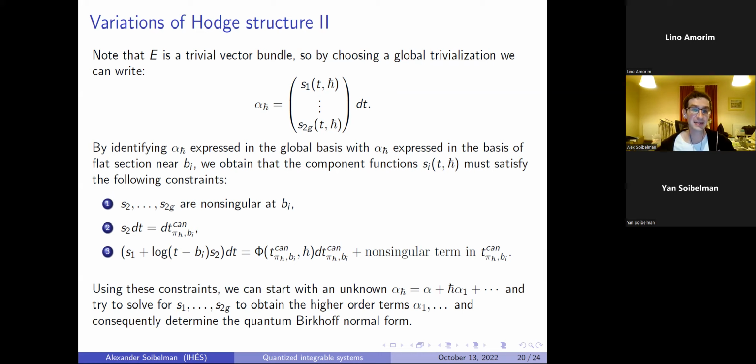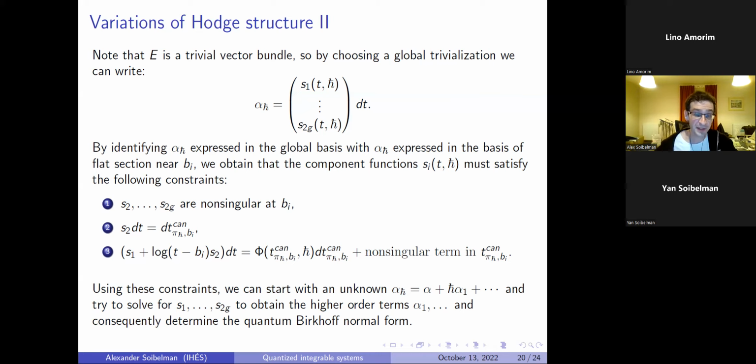And you can see this third condition, 3, is actually quite interesting because it involves the digamma function that I had up earlier. So the condition is that essentially some sort of singular part of something involving these first two component functions is always going to be given in terms of this digamma function written in terms of the canonical coordinate.